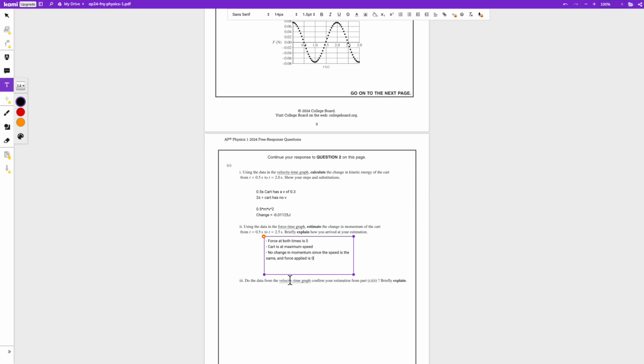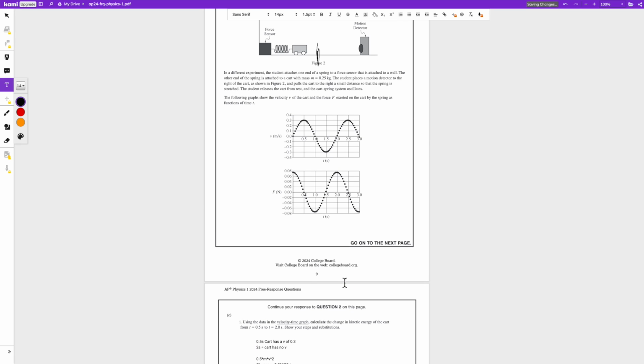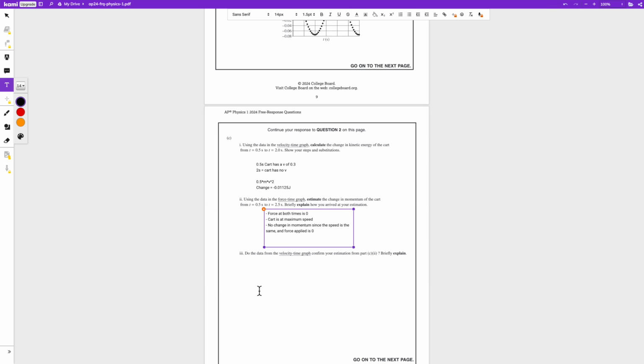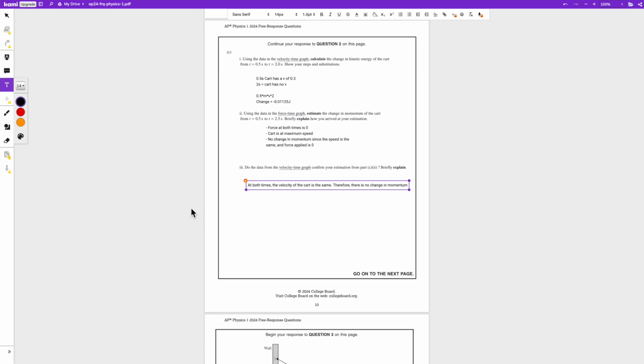Now, use the data from the velocity-time graph to confirm your estimation. And let's see, it does confirm our estimation. At 0.5 seconds, it's 0.3. At 2.5 seconds, it's also 0.3. So at both times, the velocity of the cart is the same. Therefore, there is no change in momentum. That's basically the summary of what you want to write down.